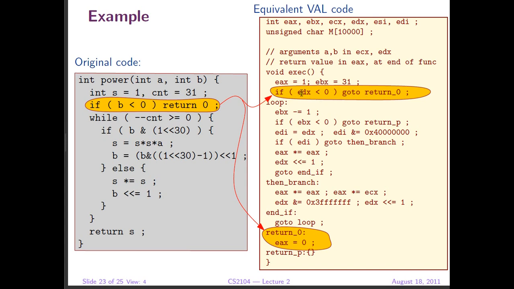So I'm going to say if edx is less than 0, right? So edx is the equivalent of b. We go to some place where we can perform the return, the equivalent of return. So what do we do here? This will be the label, return 0, and we load the return register with the corresponding return value, right? So this return value will be placed in the return register.